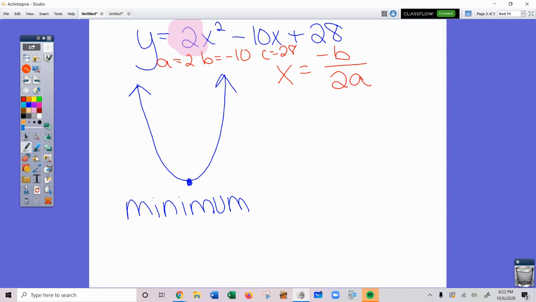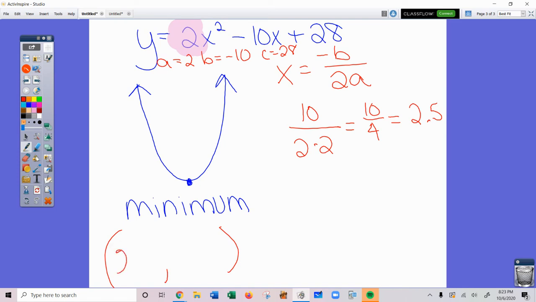So if I plug this into negative b over 2a, the negative of negative 10 will be positive 10 over 2 times 2, because a is 2. So that then tells me 10 over 4. Whether you use a calculator or reduce it, we get that our x value is 5 over 2, or for most of you, since you're decimal lovers, 2.5. So when I'm naming the ordered pair of this vertex, I know that my x value is 2.5.